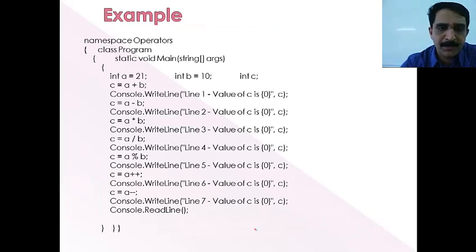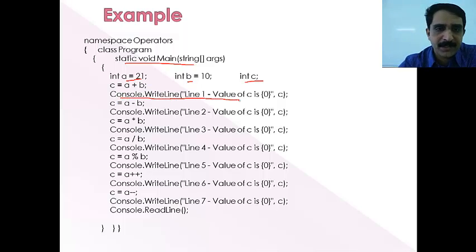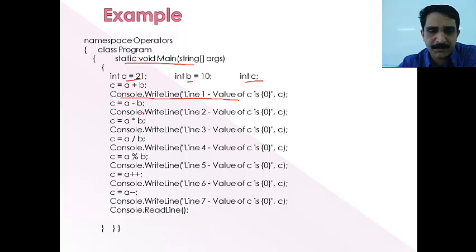We have some examples here. You can see that it's a simple program. We have variables A, B and C. C is equal to A plus B, and it is a very simple program which demonstrates the mathematical operators. You can see that A is equal to 21 and B is equal to 10. A plus B gives the result 31. And note A minus B, A multiplied by B, A divided by B.